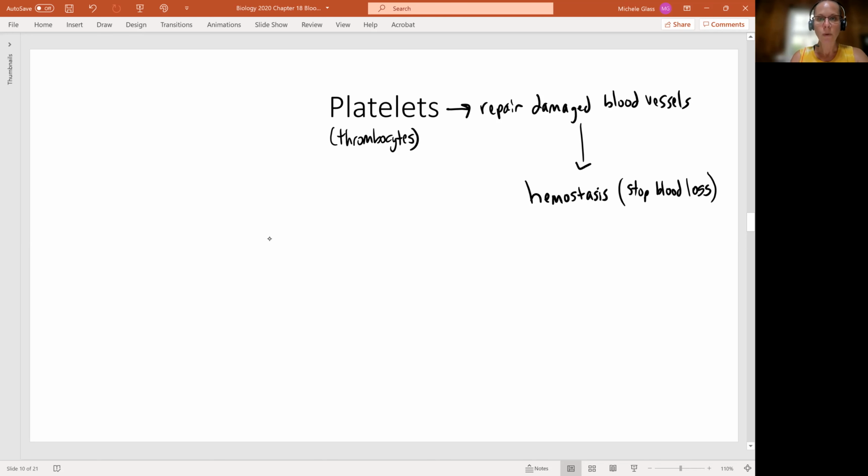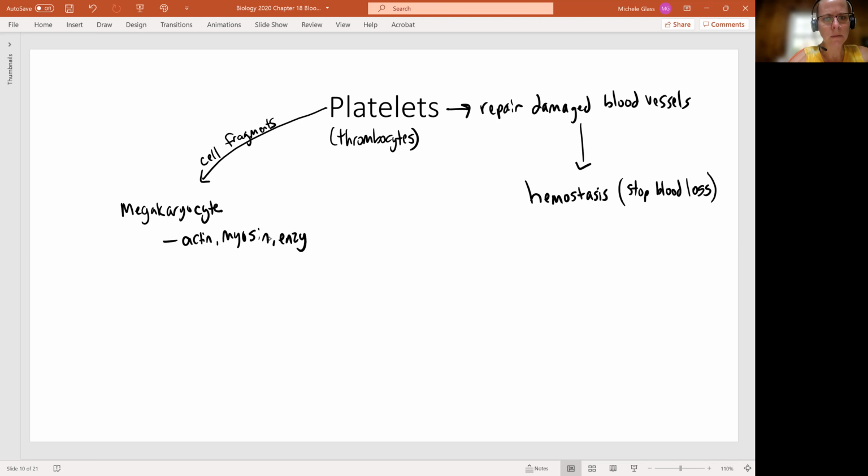When we talk about platelets, we'll see that they are cell fragments derived from the megakaryocyte. And we'll see that the fragment is full of actin and myosin and some enzymes. And so because it's just a cell fragment and not a full-on cell, it's only going to be in circulation for about 10 days. These fragments are about 2 to 4 micrometers in diameter.